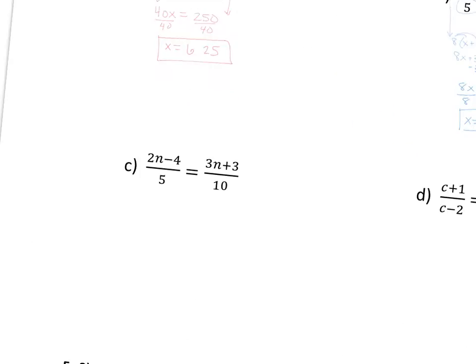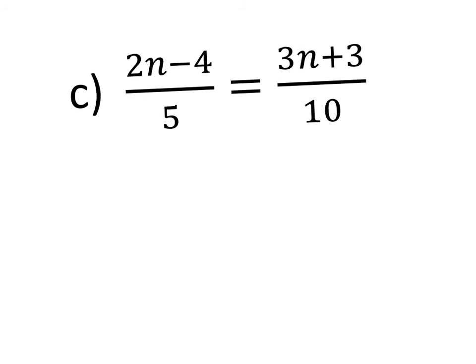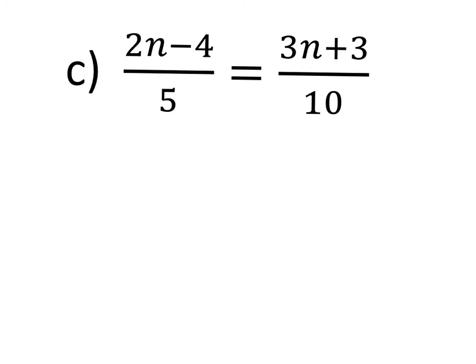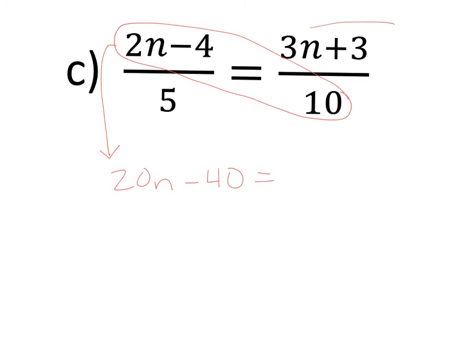All right, let's take a look at another one now. Review again. We're going to cross multiply, but make sure we multiply both parts by that 10. So 2n times 10 is 20n. Negative 4 times 10 is negative 40 equals, and then multiply this by 5. So 3 times 5, I get 15n plus 15.